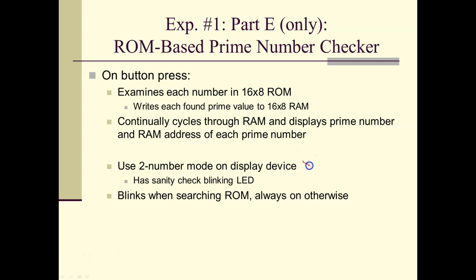There is a 2-number mode on the universal 7-segment display. That's what you're going to use here. Additionally, you have an LED that blinks. Essentially, the LED is blinking when you're searching the ROM, checking the prime numbers. Otherwise, it's continuously on.